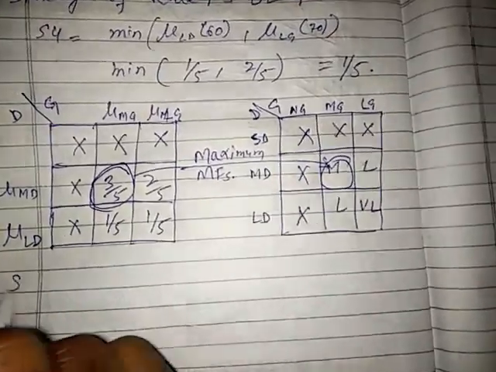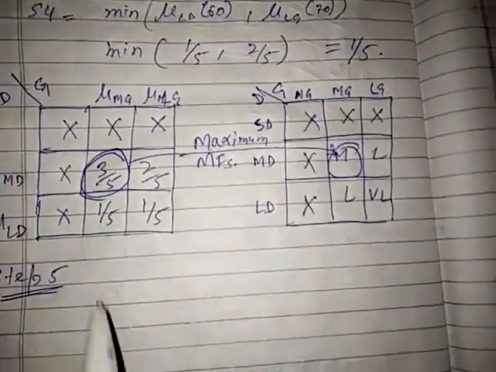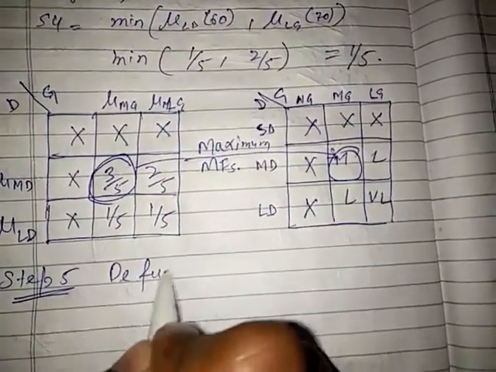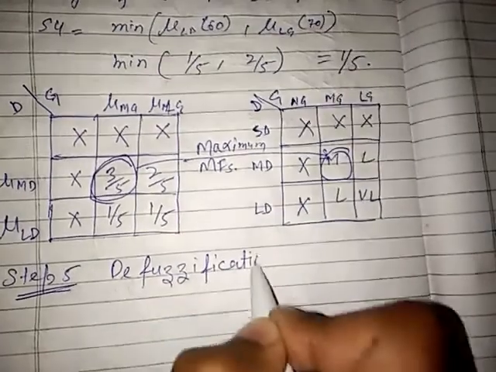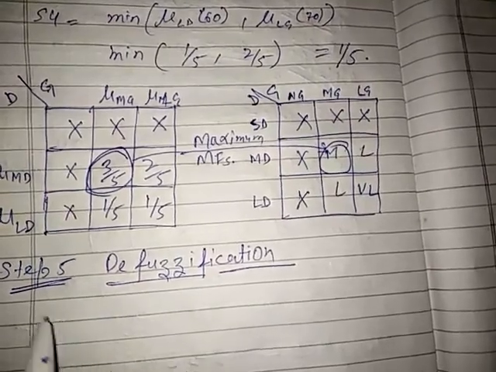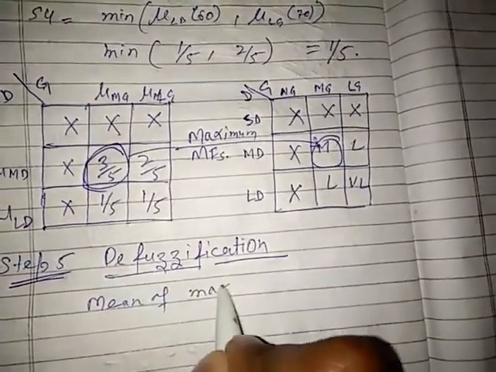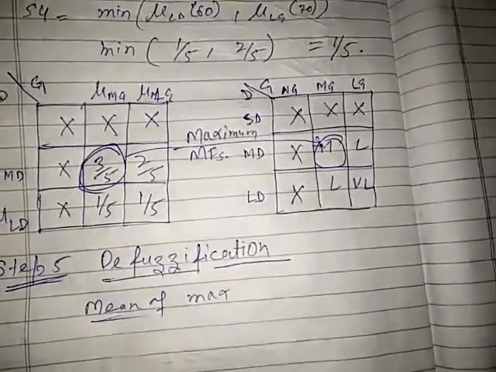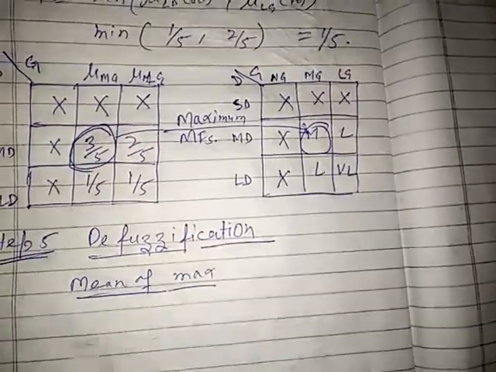Now that is step 5, the defuzzification. Since we use mean of max, we use the mean of max in the defuzzification technique.